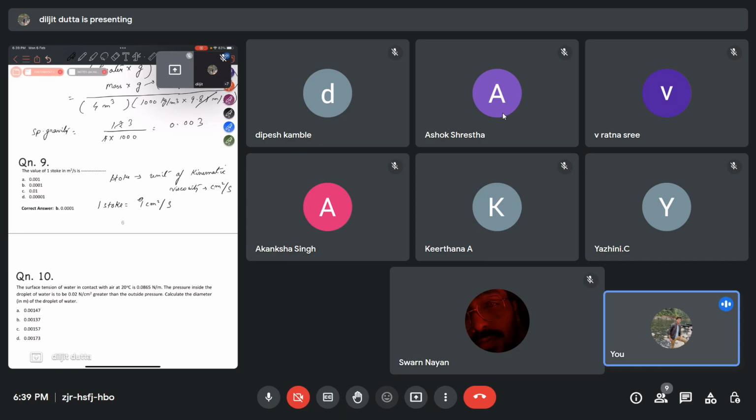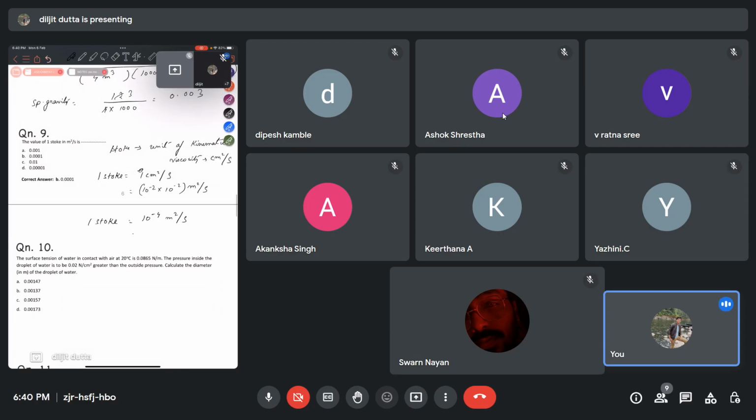So the question is the value of 1 stoke in meter square per second. So you have to convert centimeter square to meter square. So it is 1 centimeter into 1 centimeter. So it is 10 to the power minus 2 into 10 to the power minus 2 meter square per second. So this value is 10 to the power minus 4 meter square per second. So 1 stoke is equal to 10 to the power minus 4, which is equal to 0.0001 meter square per second. So the correct answer is B.